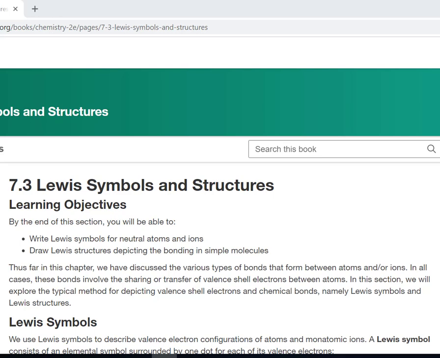Hello everyone. We are going to start on section 7.3, Lewis symbols and structures. We're going to have a few videos for this section. So in this video, the learning objective will be to write Lewis symbols for neutral atoms and ions. So let's get started on that.